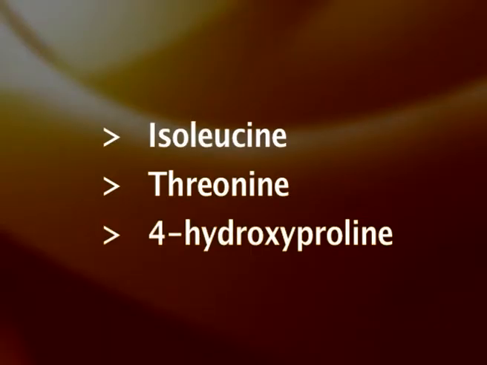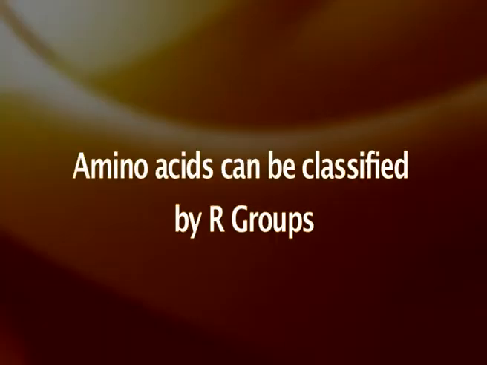For example, let me take a look at the stereo representation of serine. Isoleucine, threonine and 4-hydroxyproline have two asymmetric carbon atoms. Thus, each has four isomers. Amino acids can be classified by R groups.